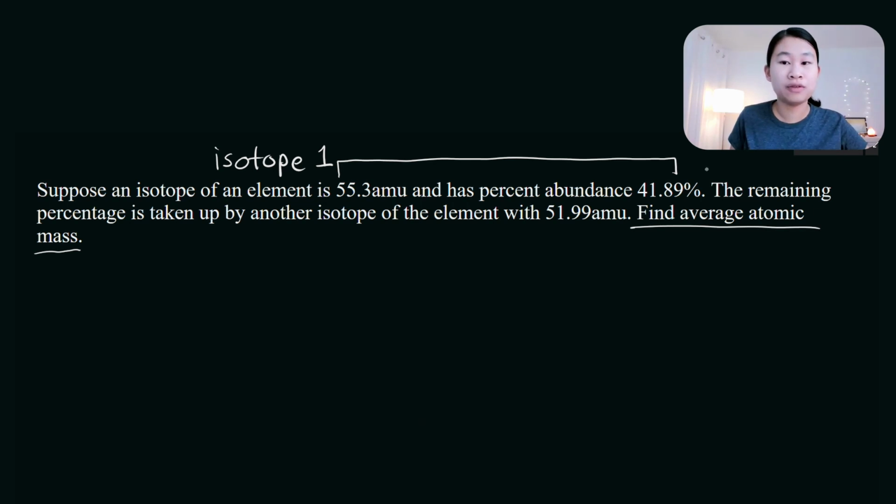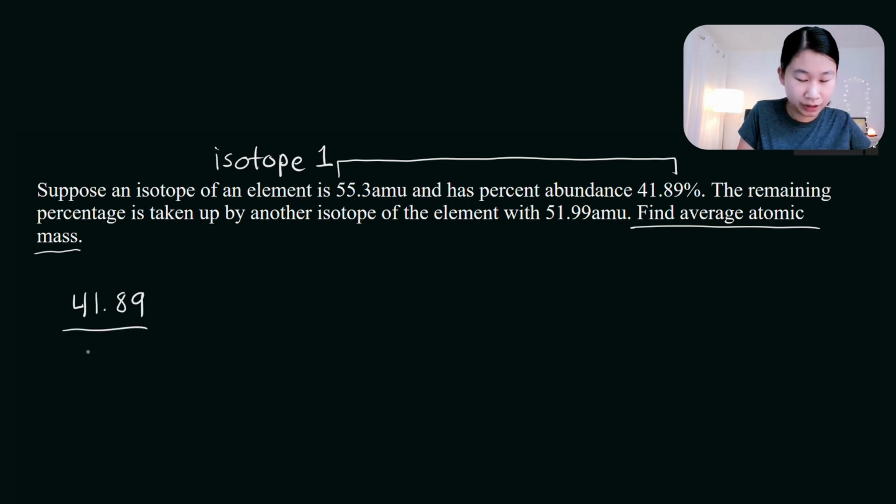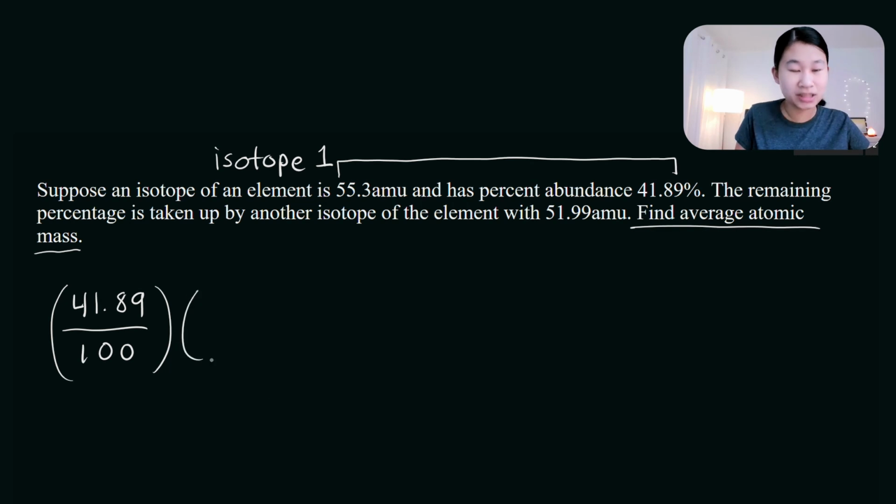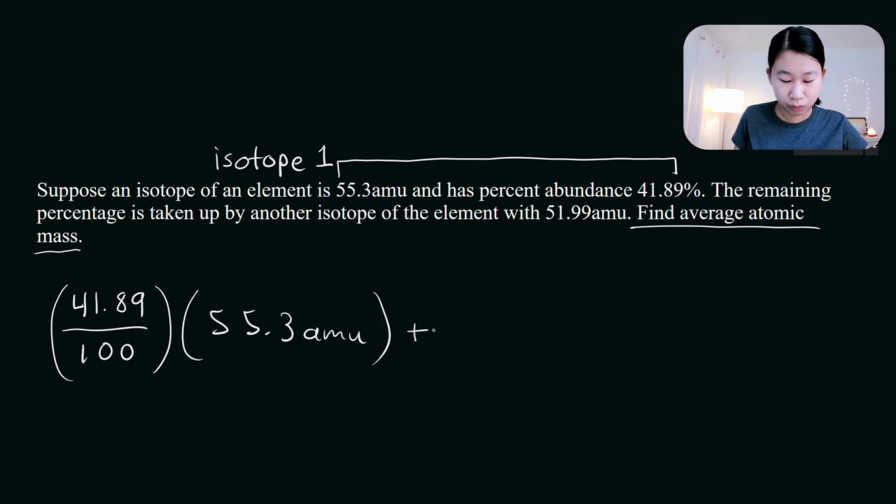Now, it's important when you're given the percentage that you convert the percentage to a decimal. You can do this by either moving the decimal 2 places to the left, or that's the same thing as dividing the percent number by 100. For isotope 1, we're going to have this percentage, and I'll divide by 100 to get it to decimal. And then this is going to be multiplied by the mass of isotope 1, which we are given as 55.3 AMU. And then we're going to add this to the information of the second isotope.